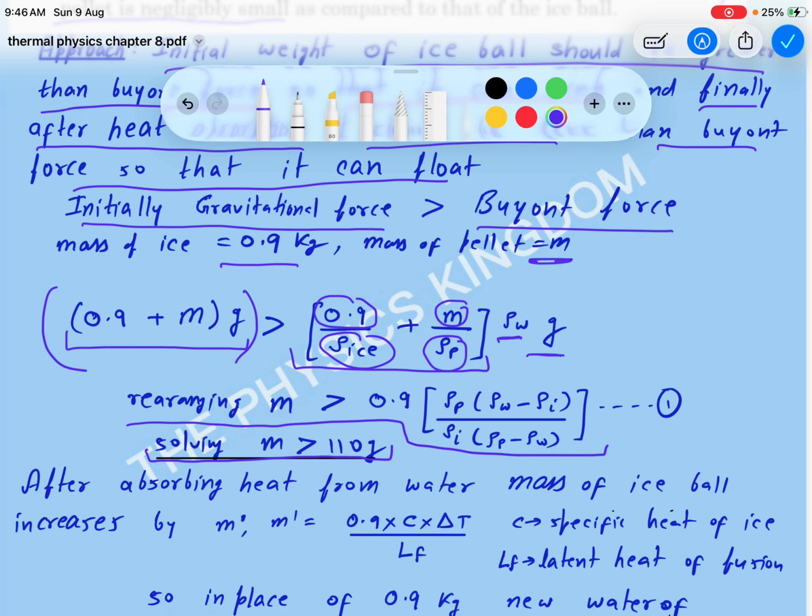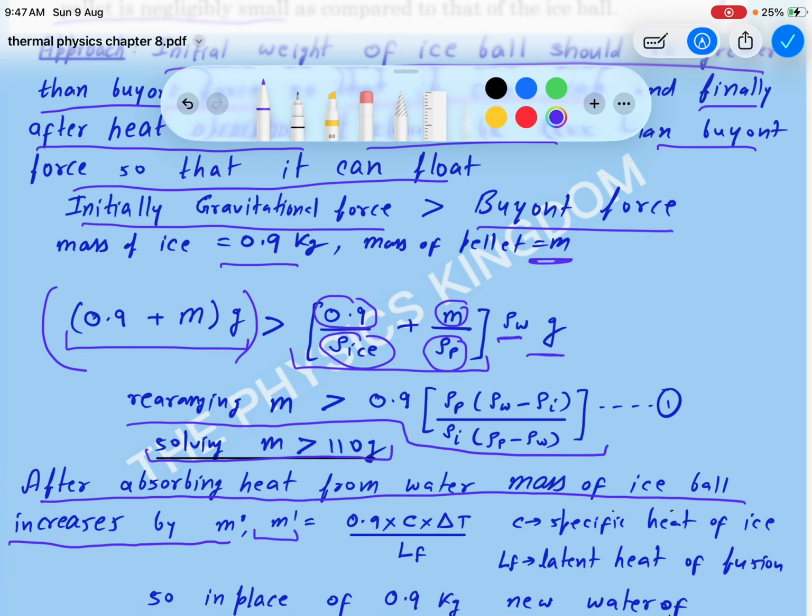Okay. Now in the second stage, when we are saying that finally it is floating, what should happen? As I said, buoyant force should be more than gravitational force. So after absorbing heat from water, mass of the ice ball increases by m dash. That is the crux point of this question, that the mass of the solid ball is increasing. How much it will increase, that also we can write very easily, right?